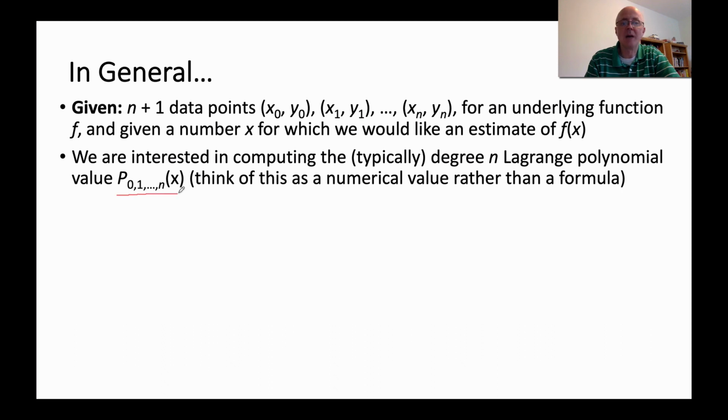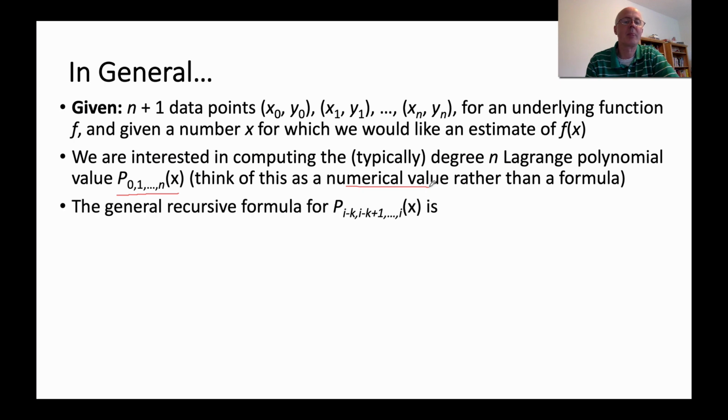Value p sub 0, 1, 2, 3 through n of x. This would be the Lagrange polynomial notation, emphasizing that it agrees with the underlying function f at all n+1 nodes, x0, x1, x2 through xn. Think of this as a numerical value rather than a formula, though you could think of it as a formula if you wanted to. Here's our general recursive formula for this thing.